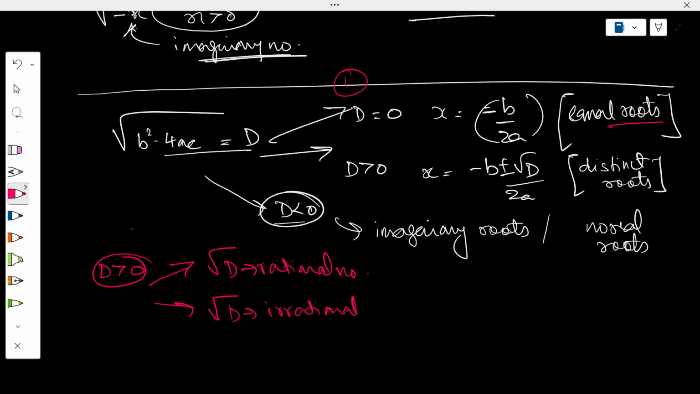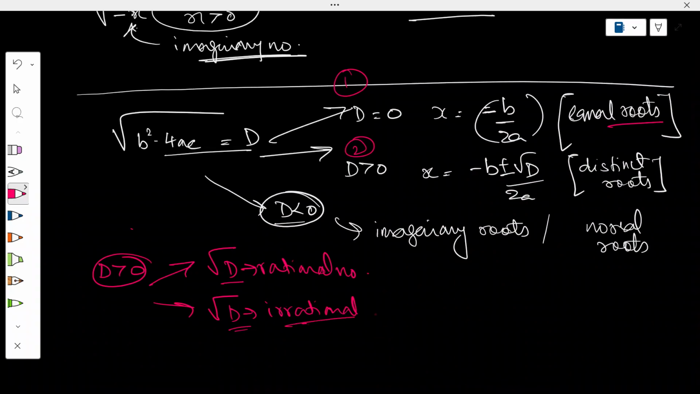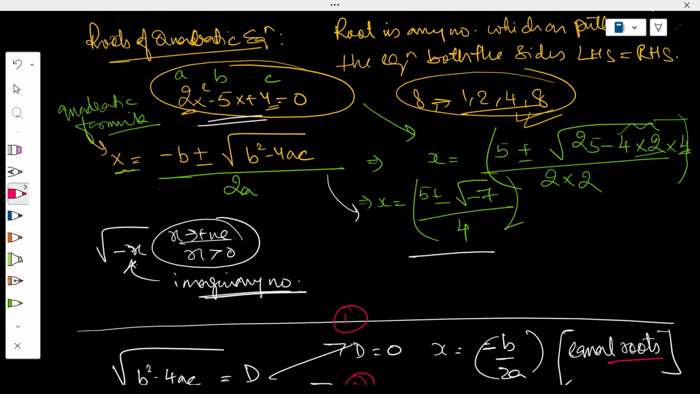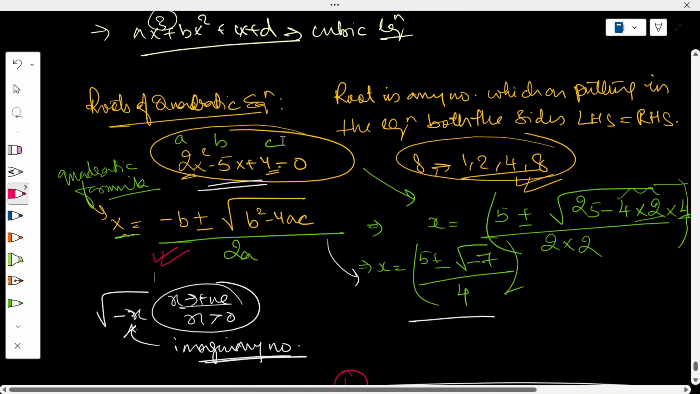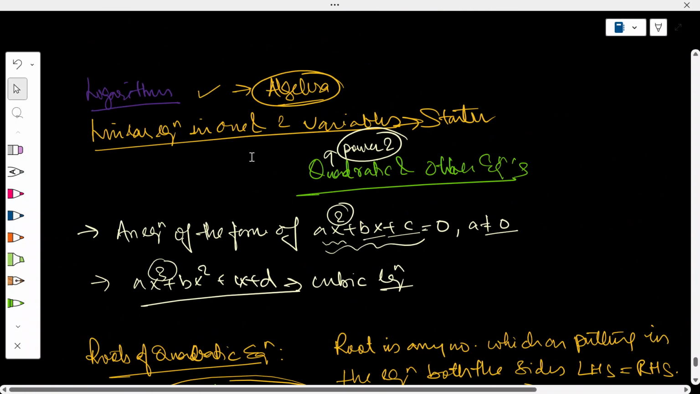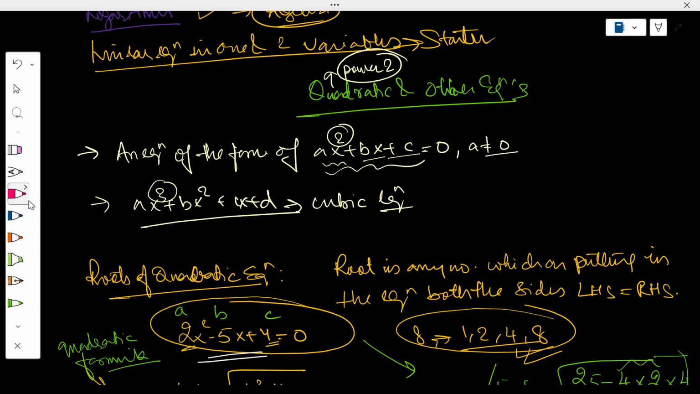When D is 0, we have equal roots. When D is positive and root D is a rational number, then we have integer roots. And if root D simplifies to an irrational number, then we have irrational roots. And if D is less than 0, we have imaginary roots. So this is basically the formula for finding the roots. This applies to all cases of finding the roots of a quadratic equation, which is of the form ax square plus bx plus c equals 0.